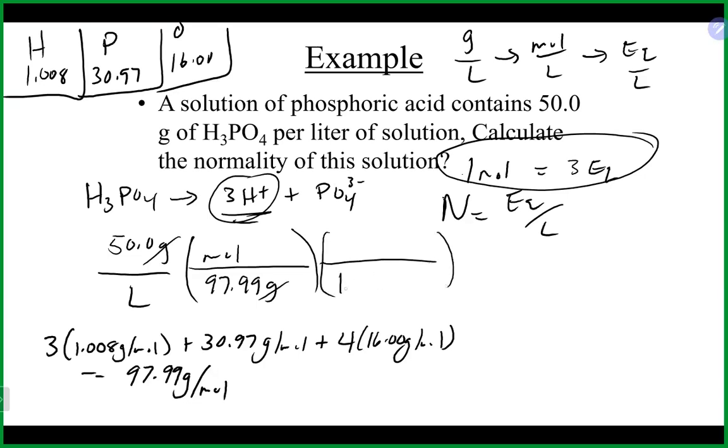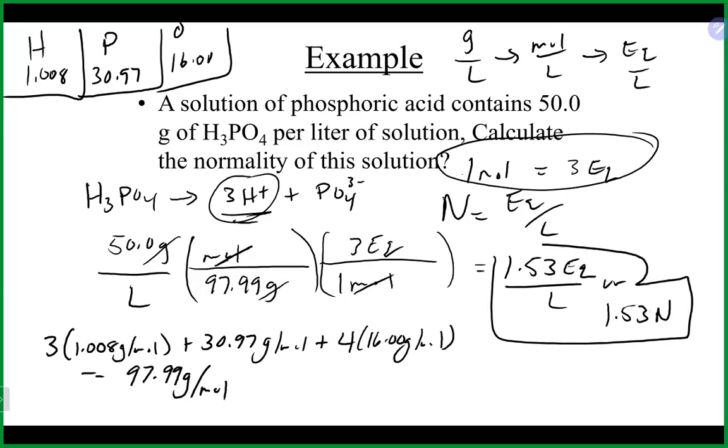We'll go with 1 mole is our 3 equivalents in this case. The moles here will cancel. Now we're left with our normality, which is our equivalents per liter. And this would then be something like 1.53. And again, you could leave it as equivalents per liter or 1.53 and just write a big N. Again, kind of like what you do with molarity in this case.